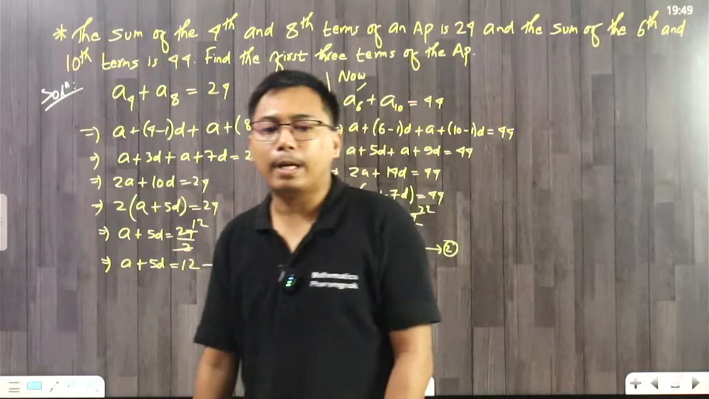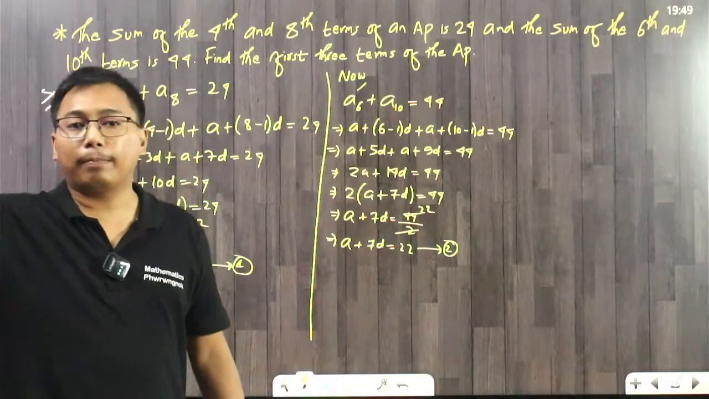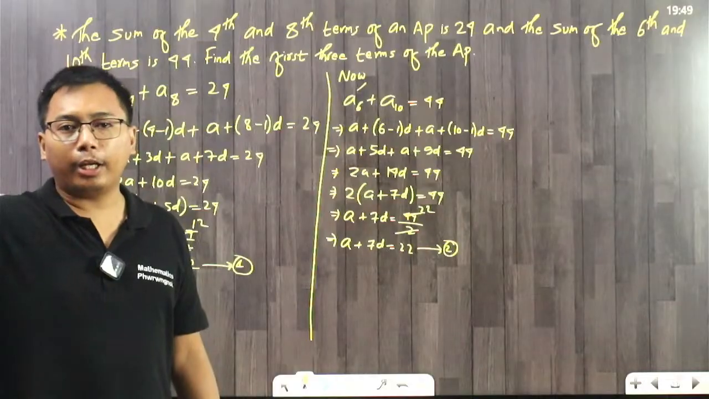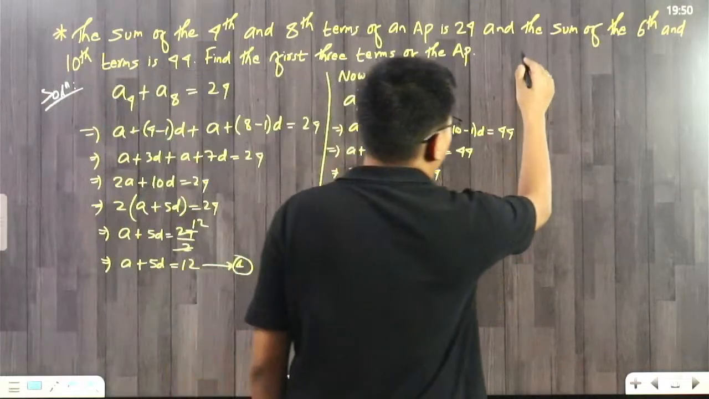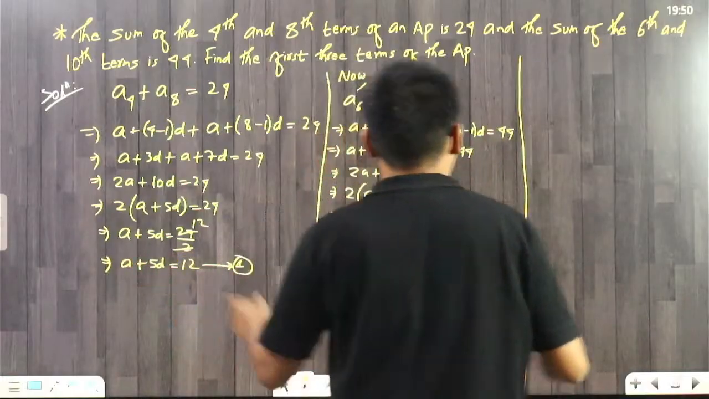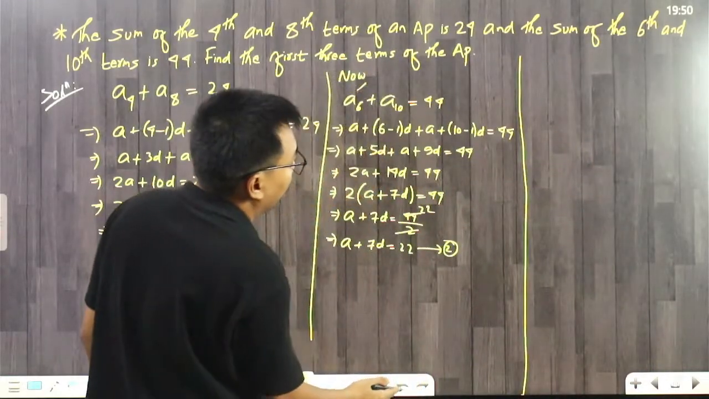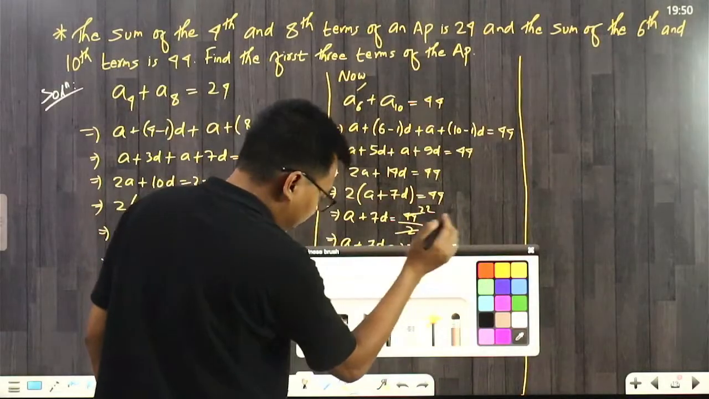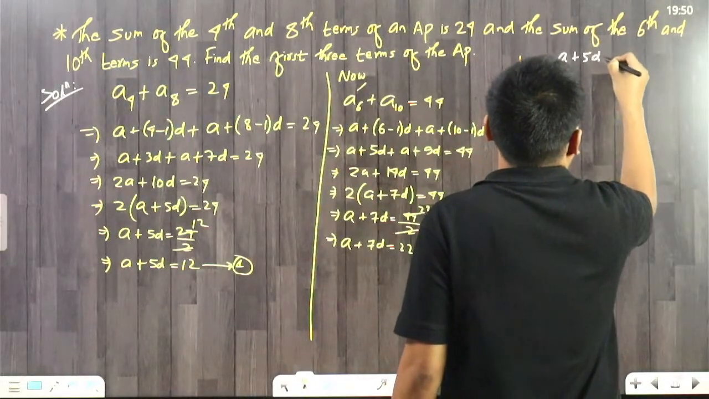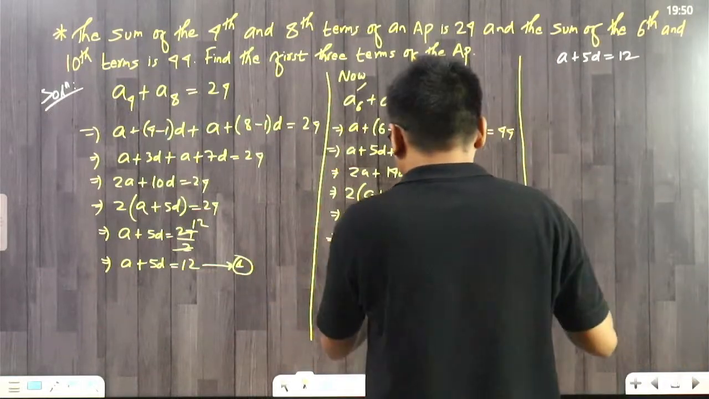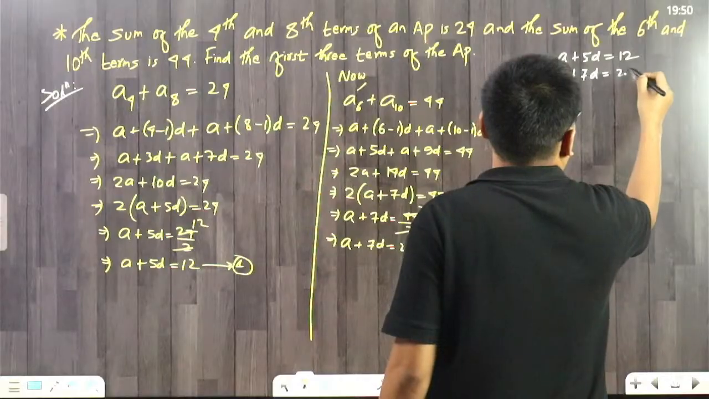Okay. Now, we'll be using the elimination method, which we learned in the chapter Pair of Linear Equations in 2 Variables. We learned the elimination method there, right? So we'll be using that. Our first equation is A plus 5D equal to 12. Second is A plus 7D is equal to 22.